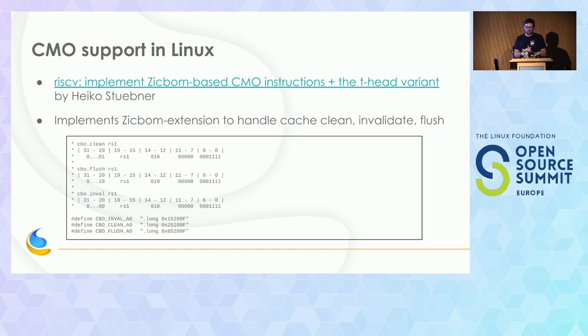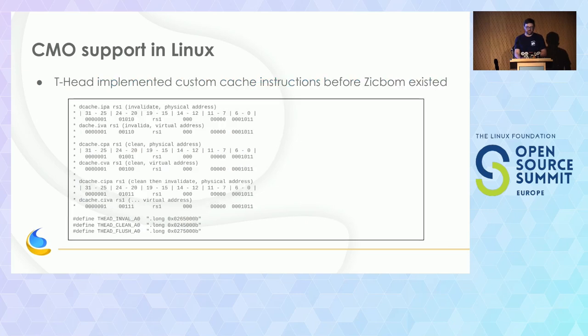Heiko as well implemented this extension in Linux. However, there was a bit of an issue that Alibaba T-head designed that core before this extension existed. It was only ratified in December, and they designed this core several years ago. So they defined their own cache maintenance instructions. Thankfully, they lined up pretty cleanly, so they also have invalidate, clean, and flush. The only difference was the instructions are different.